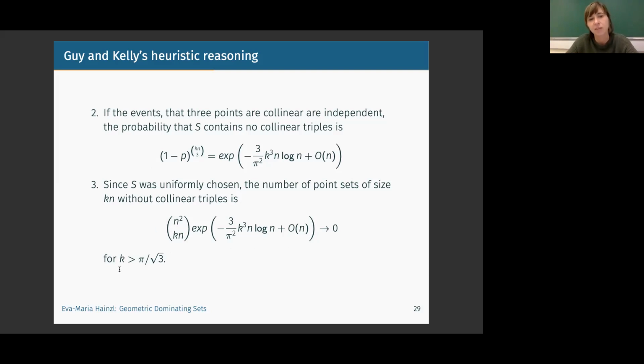And then they say, well, if k is larger than pi over square root 3, this converges to 0. So if n is large, this number should be 0, and there's no point set with this property anymore.